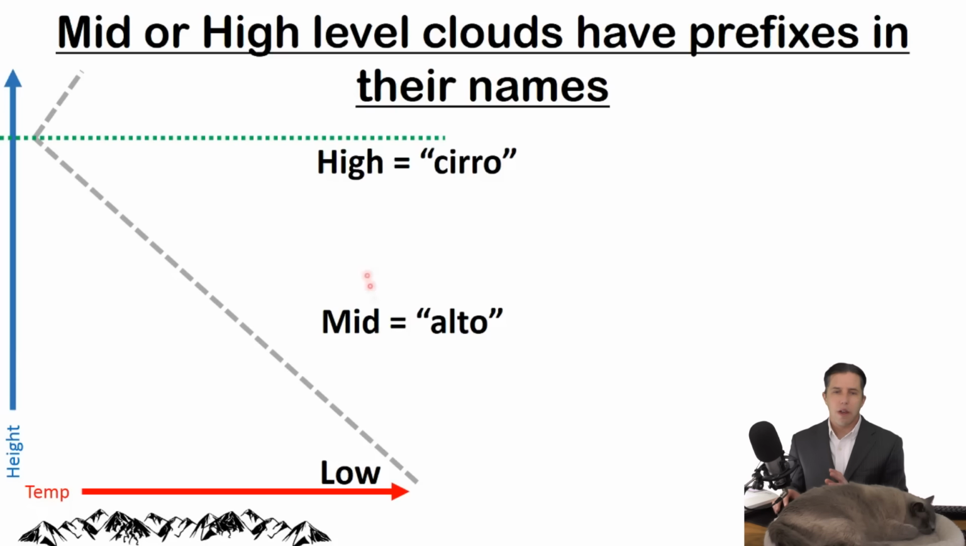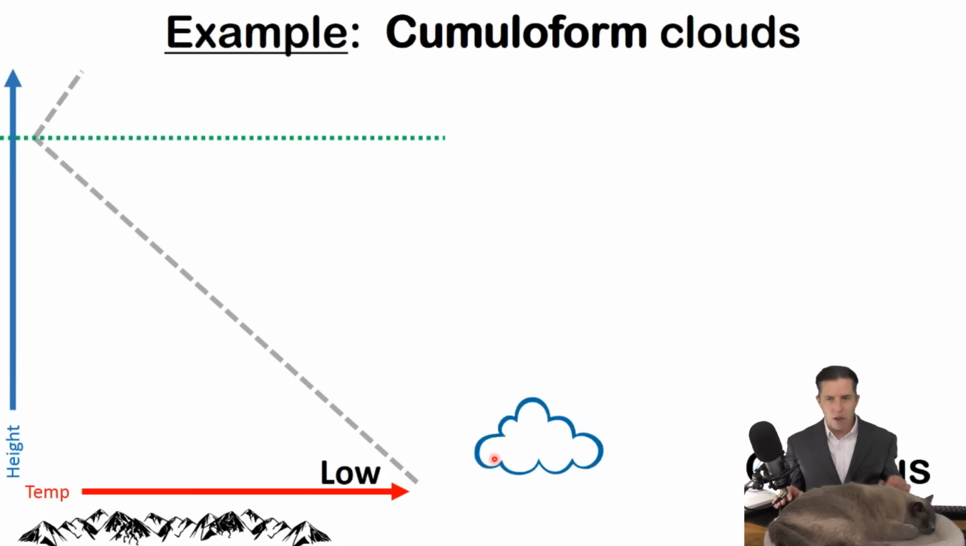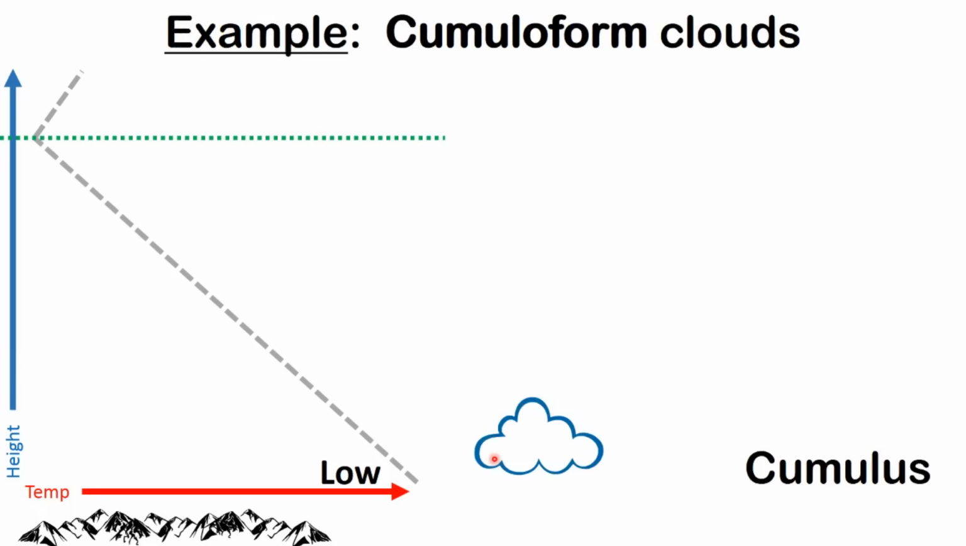So the high and mid clouds have a prefix. If a cloud is up here, we give it a prefix cirro. And if a cloud is kind of around here, we give it a prefix alto. And if a cloud is down here, it does not have a prefix. This will make more sense when I give you some examples. Okay, so let's start with one. I have a cumuloform cloud and it's low. I call it cumulus.